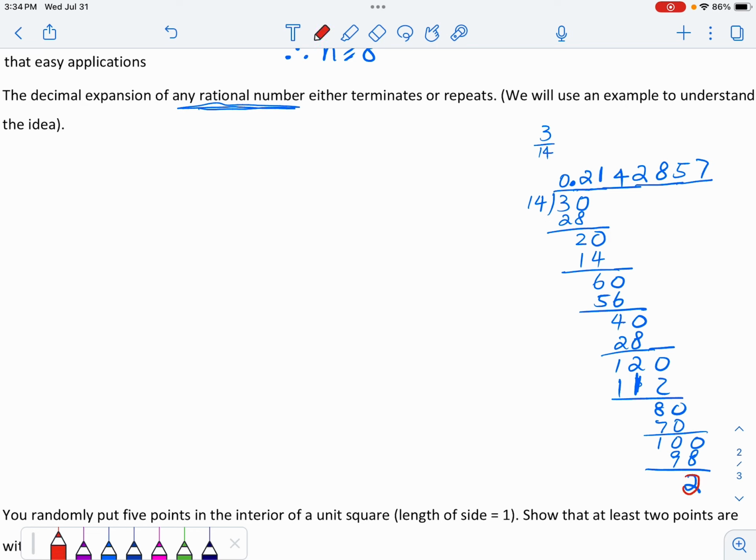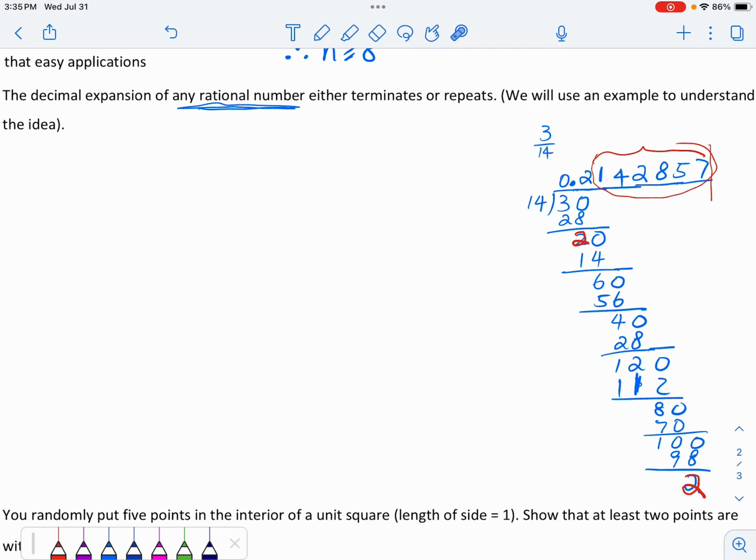Now once you see the 2, that repeats, right? If you continue with the 0, 20, then that will be 20 again. It will repeat. So therefore, this whole thing will repeat from this point on. Once you see the repetition, this portion will repeat.